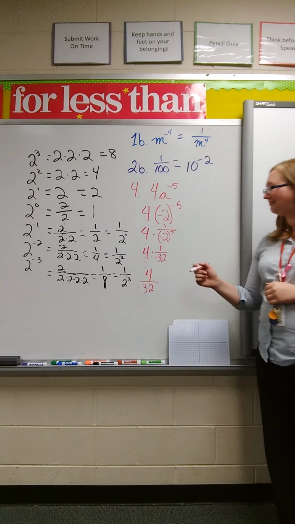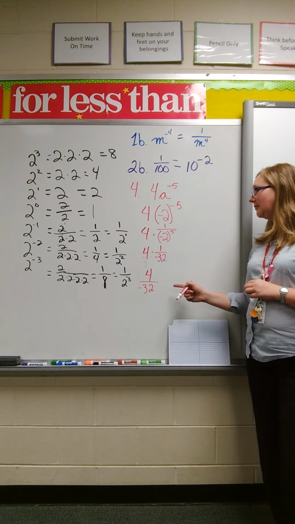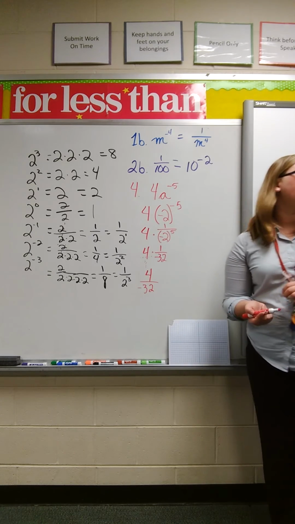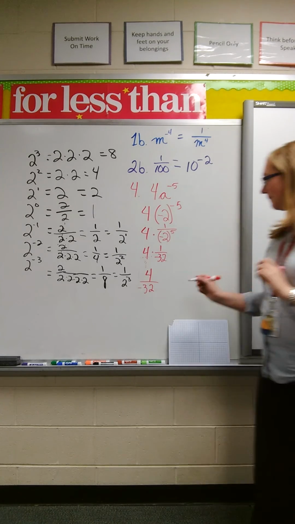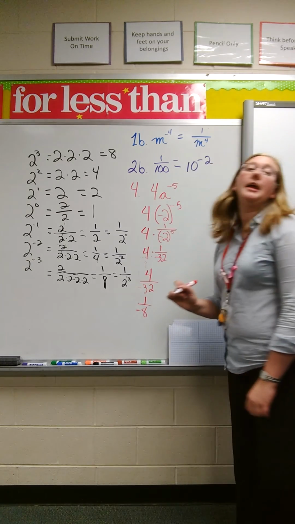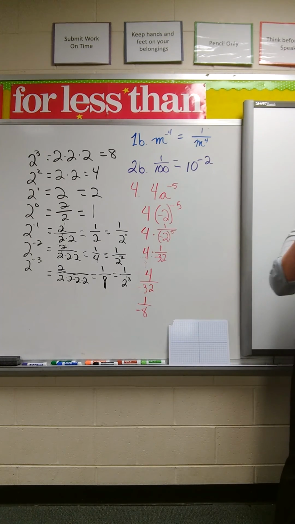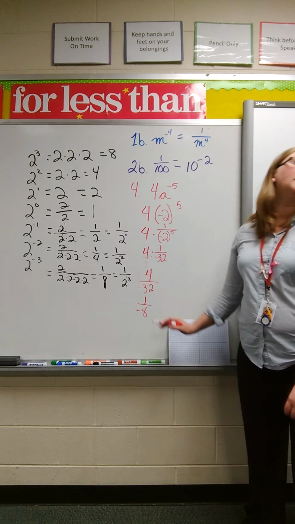All right. What is negative 4/32 simplified? Yes, sir. 1 over negative 8. If you want to put your negative sign outside the fraction, that's okay. Alright, but there has to be a negative sign somewhere in your answer.